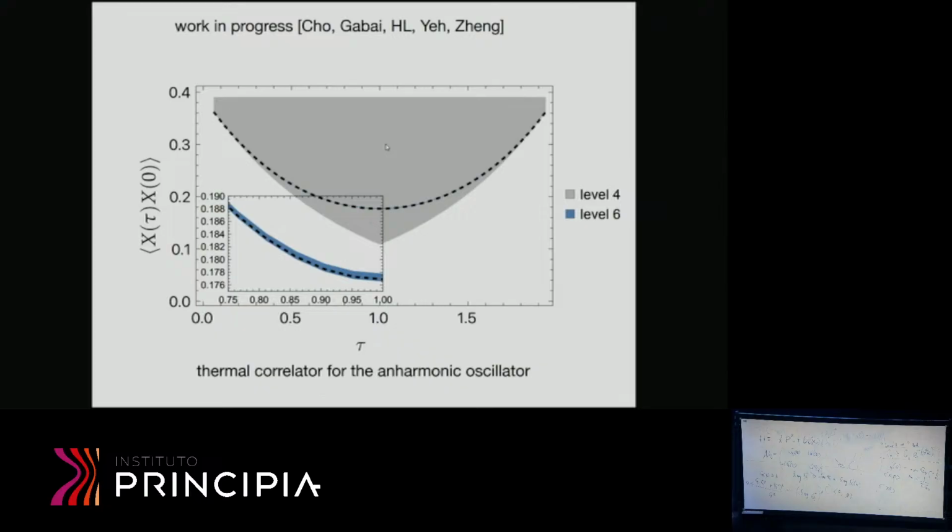And so I've shown a plot now for the anharmonic oscillator here. So what is this gray region? That's again level 4. And level 4 bounds, so actually, if you recall in this derivation, I didn't use ground state positivity. So this bound is basically true for the thermal state as well.